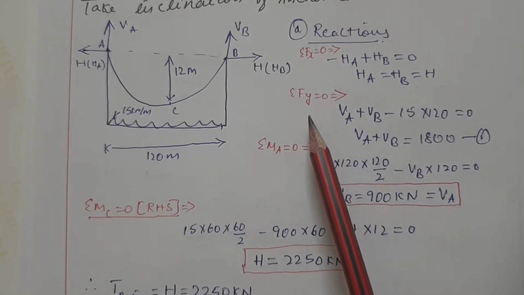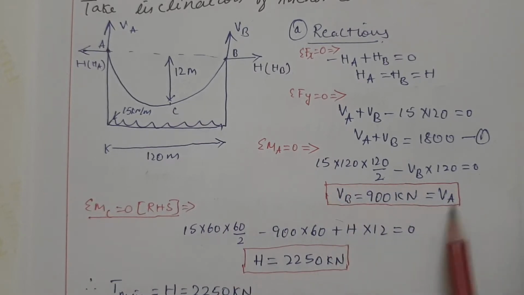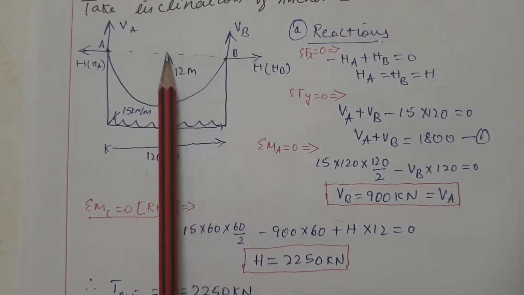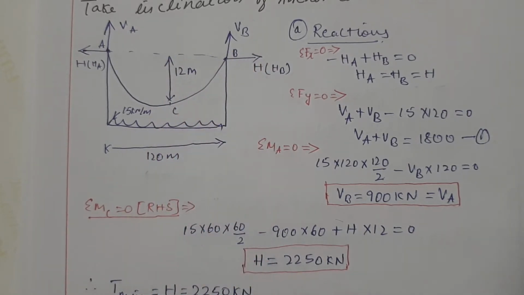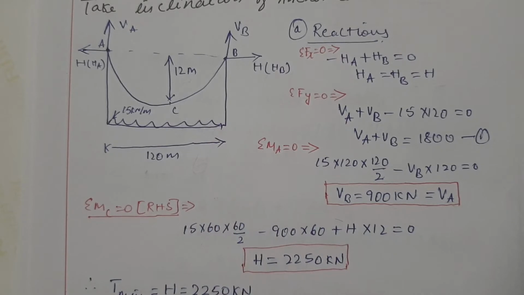Summation of Fy equal to 0. For the vertical components, these two are acting upwards and this is acting downwards. That is what I considered. Then I came to know VB will be equal to 900 kilonewton, and if you substitute this value in this equation, you will get VA also the same. Then I am considering moment at C equal to 0 for the right hand side. Only this portion we have to consider, that is the right hand side portion. So we have the UDL, and its distance from C will be 60 meters, exactly at the center.